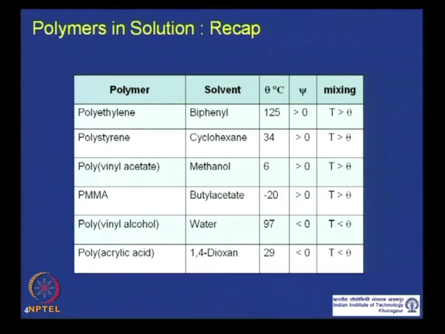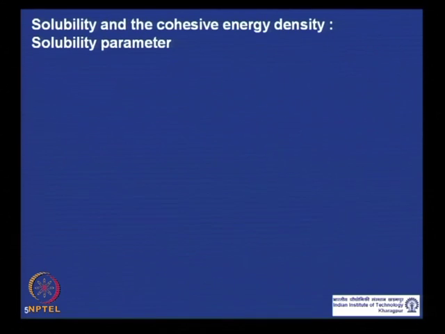Now, let us move to one more topic on solubility, which is determined by cohesive energy density and solubility parameter. If you look back at the Flory-Huggins expression, you have two terms. The first term is from combinatorial entropy, which you can predict theoretically if you know the volume fractions of the polymer and the number of moles of the polymer molecules.